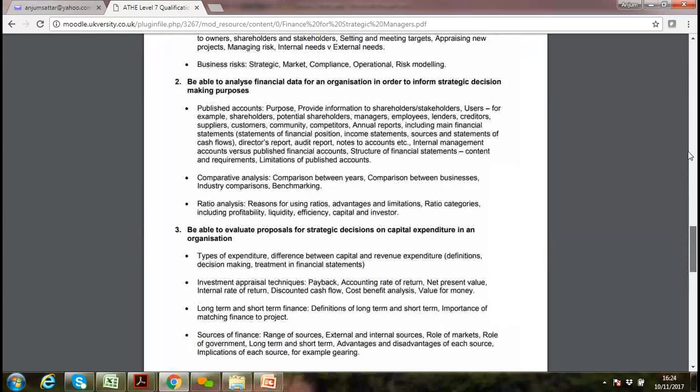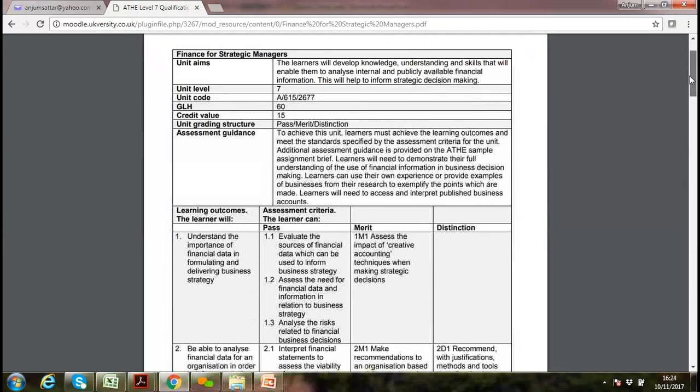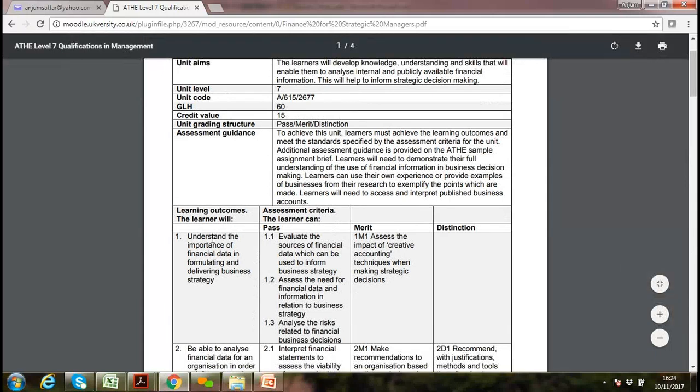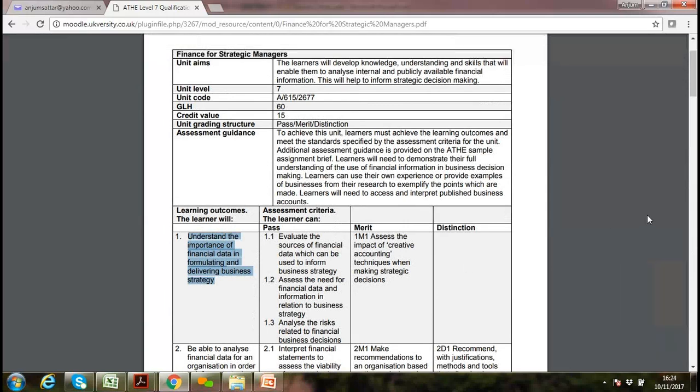So the first learning outcome focuses on understanding the importance of financial data in formulating and delivering business strategy. So we need to learn about financial data. What is meant by data first of all? Let's start: what is data?